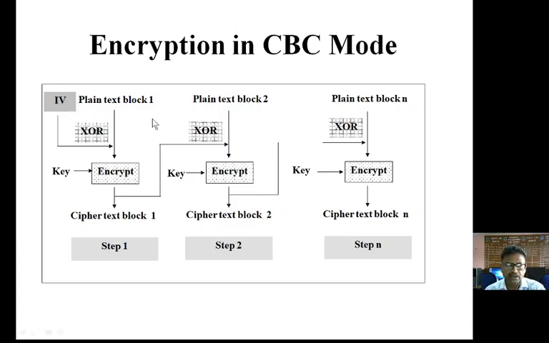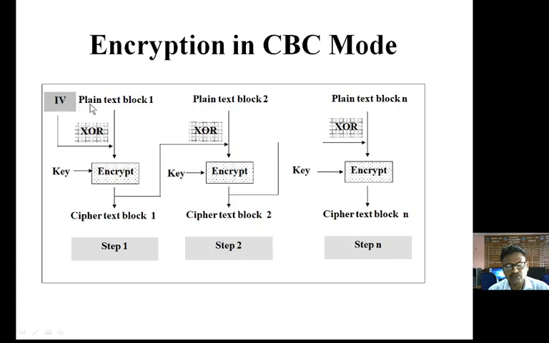But the variation which has been suggested in CBC mode is, why not have a feedback, so that even though we have the same plain text blocks, we could get a different ciphertext block. For that, an IV has been selected before the plain text is encrypted with the help of the key. Now, what is IV? IV is an initialization vector. It is a random value which is generated by the sender.